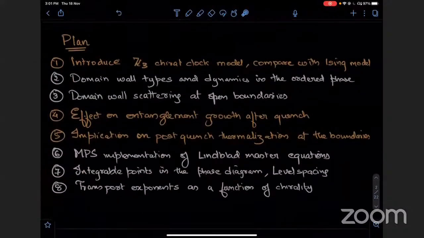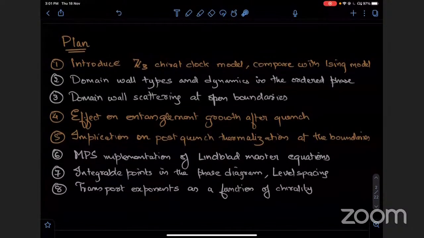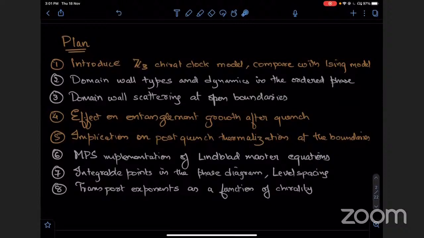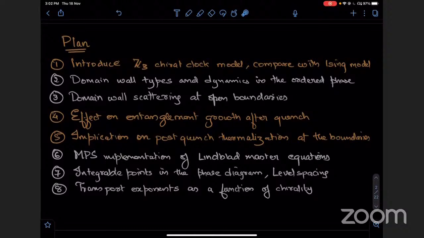Okay, so this is the plan for the talk. I'll introduce the Z3 chiral clock model and present it in a way where I compare it with the 1D transverse field Ising model, which is probably more familiar to a larger audience. Then I'll talk about different domain wall types and the dynamics of sparse domain walls in the ordered phase of the model. Then I'll discuss the domain wall scattering at open boundaries and their effects on entanglement growth after quench near the boundaries and what that implies for the thermalization close to the boundaries.